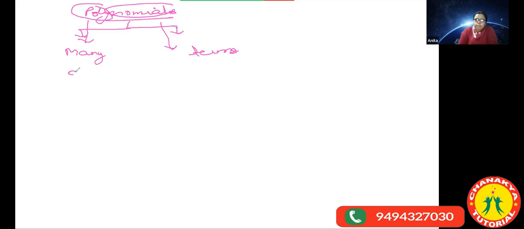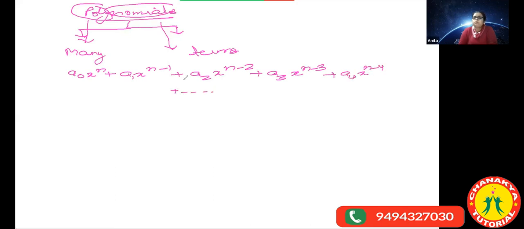Suppose you are having this a naught x to the power n plus a1 x to the power n minus 1 plus a2 x to the power n minus 2 plus a3 x to the power n minus 3 plus a4 x to the power n minus 4, and so on. So in this expression, there are so many terms. So this is called a polynomial. Clear this thing, children? Have you understood? Yes. Fine.